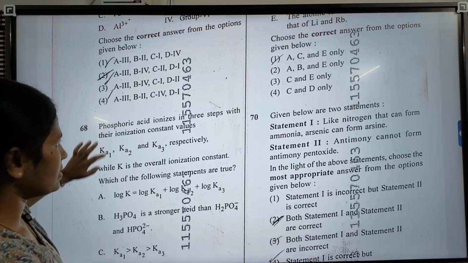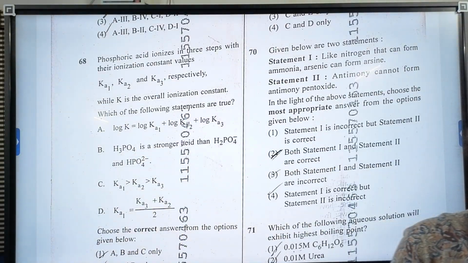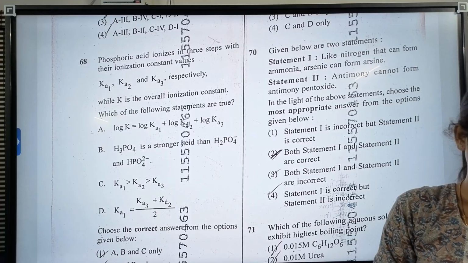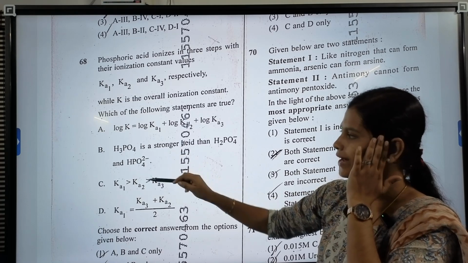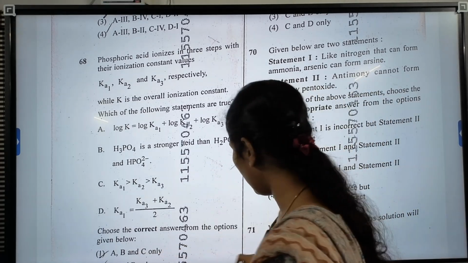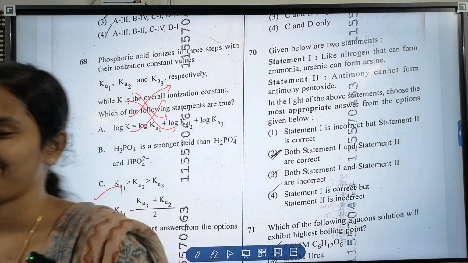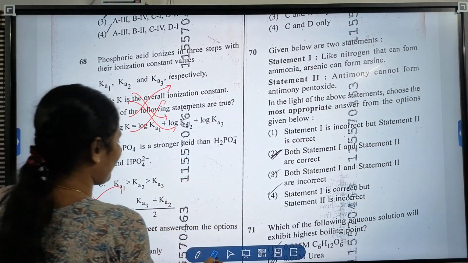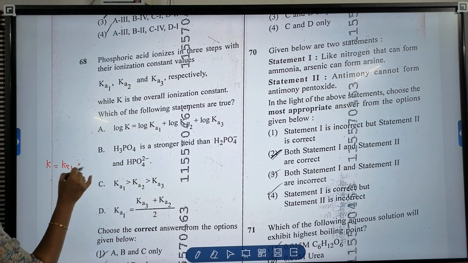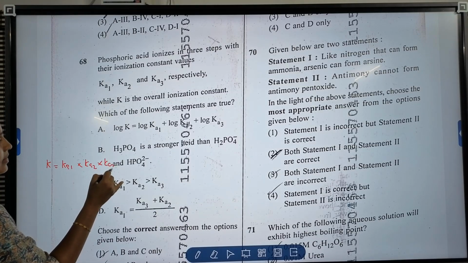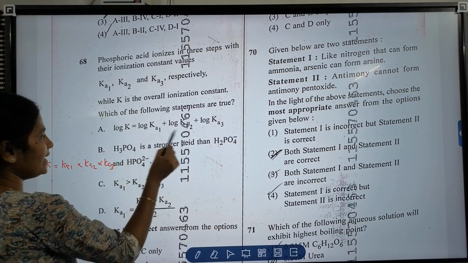Phosphoric acid ionizes in 3 steps with 3 ionization constant values, right? So 3 steps are given. So what about the total value? We will multiply each. K will be like KA1 into KA2 into KA3. So we are multiplying it. When we take log, it will be like addition.